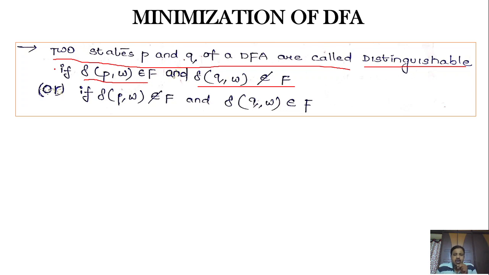That means we cannot merge them. They must be separate states in the minimized DFA. Or if delta of P comma W does not belong to the final state and delta of Q comma W does not belong to the final state, then again the states P and Q are distinguishable. Again, we cannot merge them. So these are the basic principles which are required for minimization of the DFA.